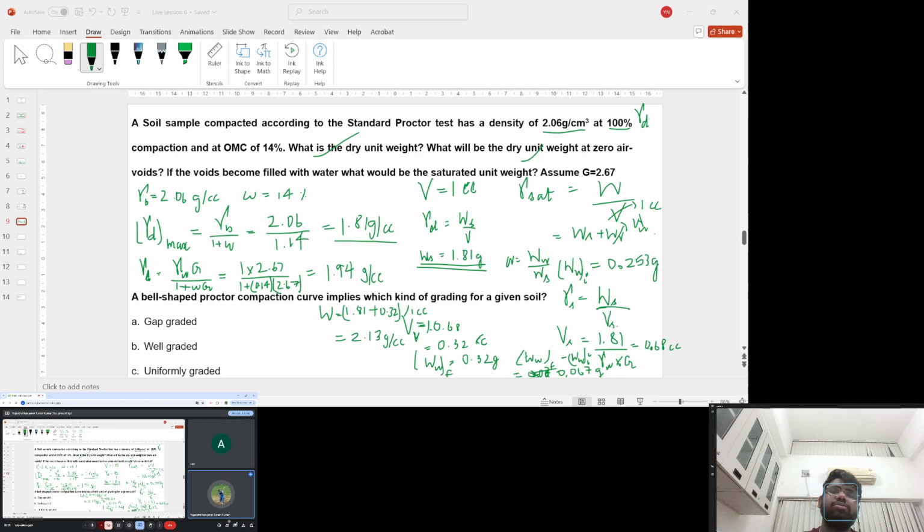That also can be done because you have... Yes, sir, I have done it. I got the same answer, 2.11. Because rho d max is known to you. Then if you use the formula G gamma W by 1 plus E minimum in that formula, that also you can do. Yes, I got it. It's the same answer almost. Yeah, that also can be done.